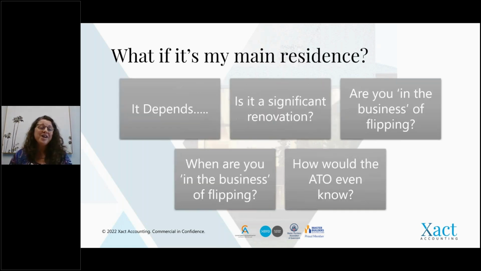Now, the question I get asked frequently, what if it's my main residence? And my answer to that is it depends. So we all know main residence exempt from capital gains tax. That's simple. So I buy the house, I live in it for 10 years. I might do some renovations and so forth. That's fine. No issue whatsoever. I live in it and then I sell it free of capital gains tax.